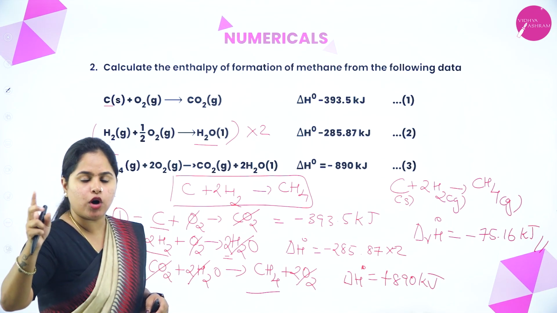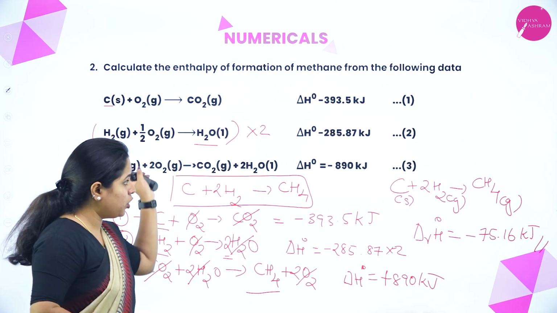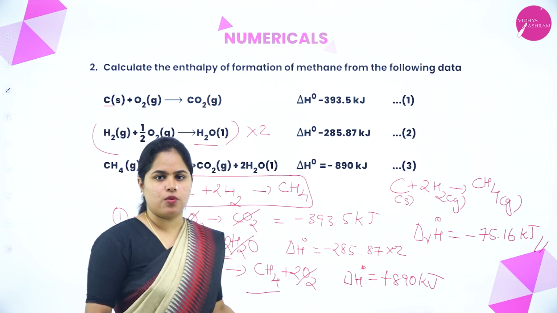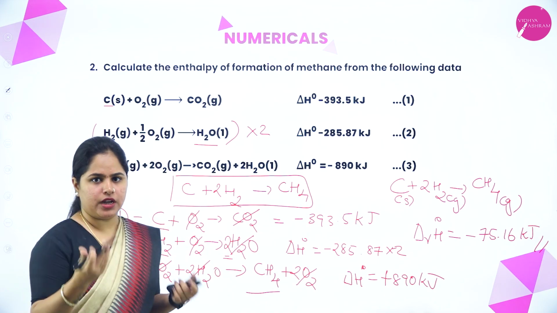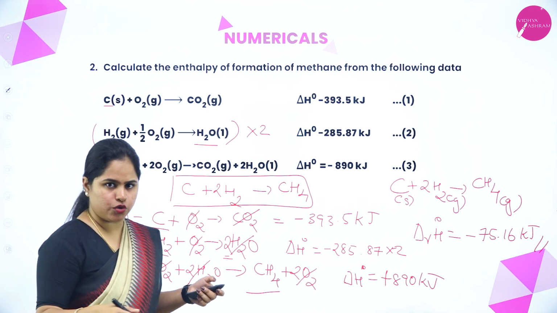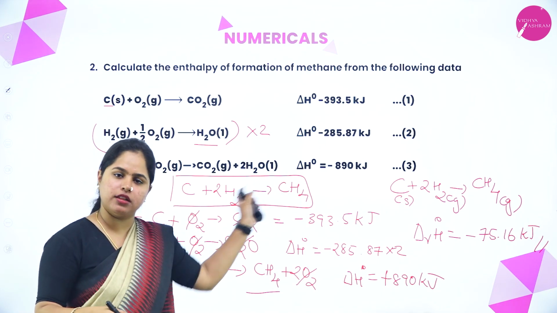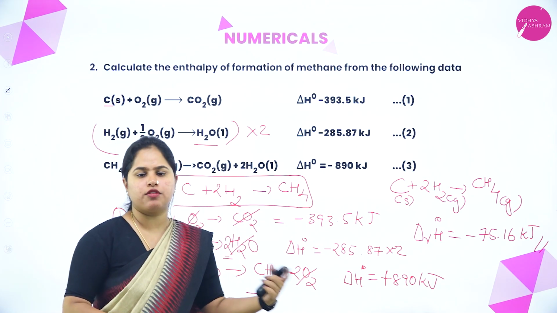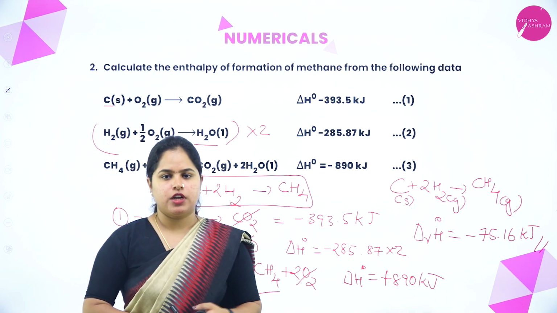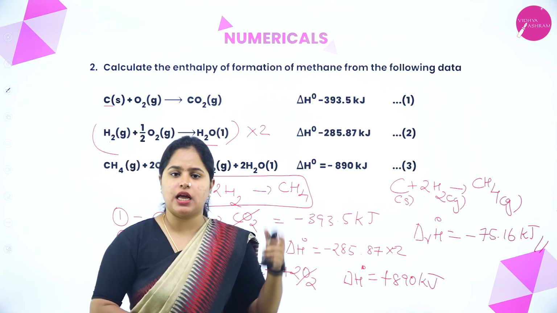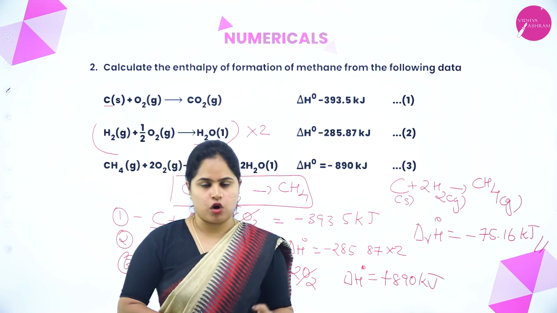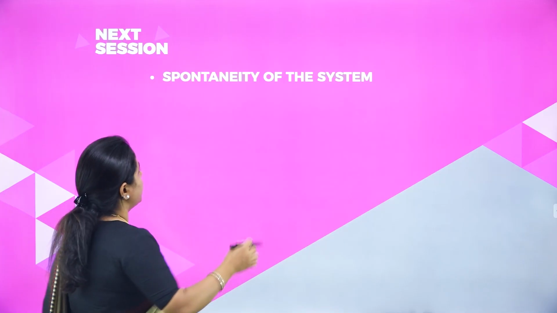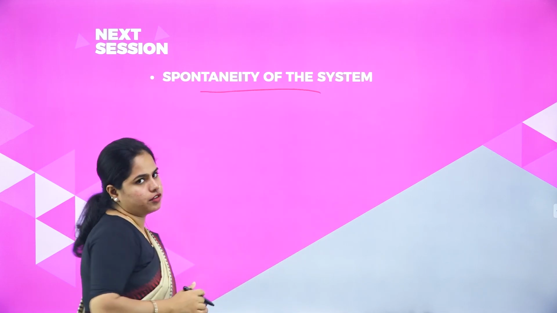You require it in the product means reverse the reaction. So when you are reversing, change the sign in the enthalpy of formation also. And then finally, other unwanted products and reactants you can cancel out, and then you will finally obtain the equation or the reaction that you require. So just by adding the values, you can finally obtain the answer. So I hope how to calculate the enthalpy of the reaction using Hess's law of constant heat summation is also clear for you. So in the next session, we are going to study about spontaneity of the system.